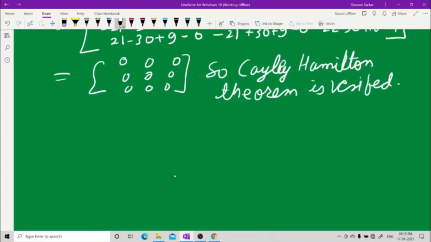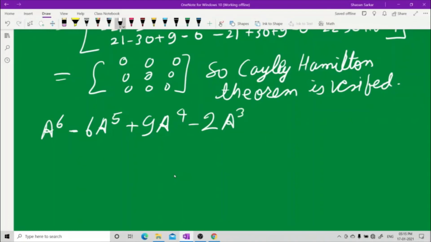what is the value of a to the power of 6 minus 6a to the power of 5, plus 9a to the power of 4 minus 2a cube minus 12a square plus 23a minus 9i. They are asking you this value. What is the value of this? Do not go for multiplying A six times. Don't do that.